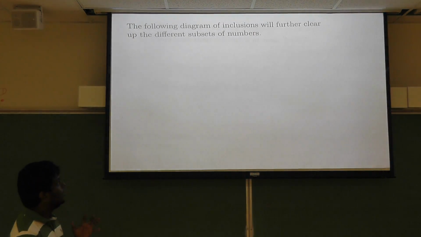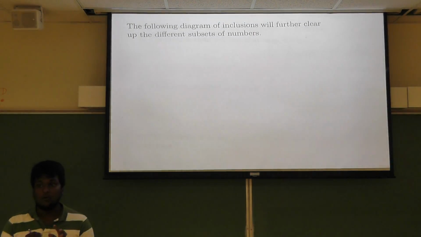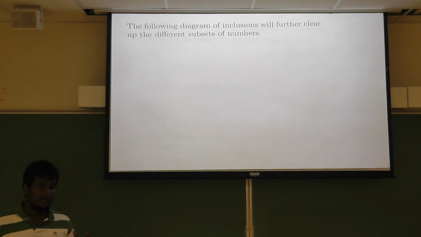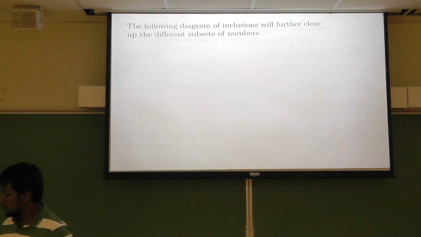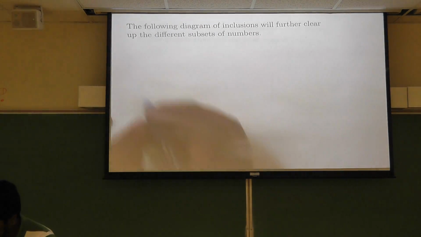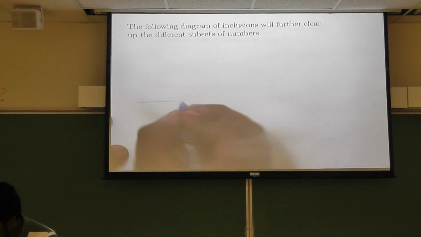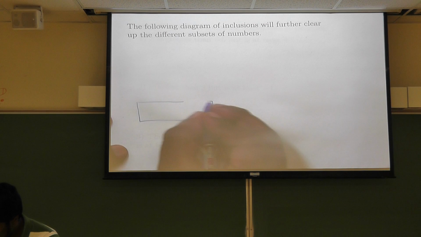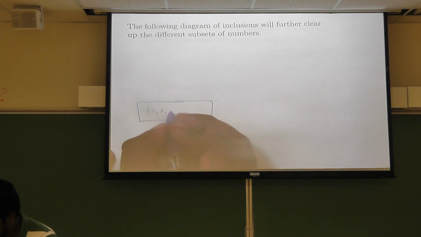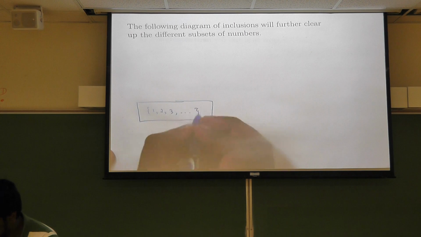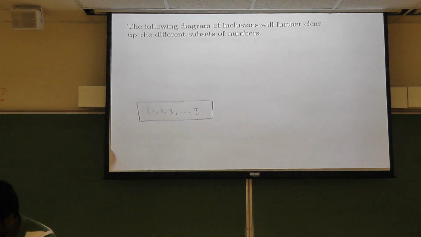Okay, now we will be learning a new number system called complex numbers. So this is kind of a future reference, but let me just write down all the number systems that we already know. We know the natural numbers, which start from 1, 2, 3, and so on. This is natural numbers.